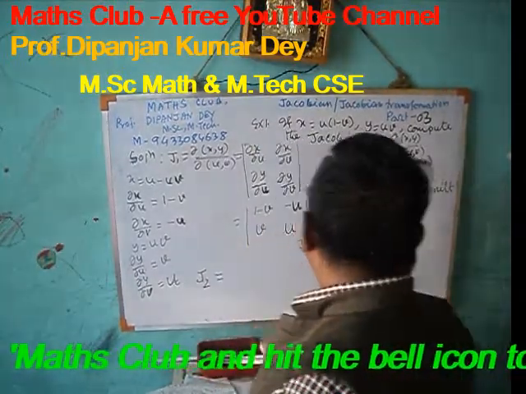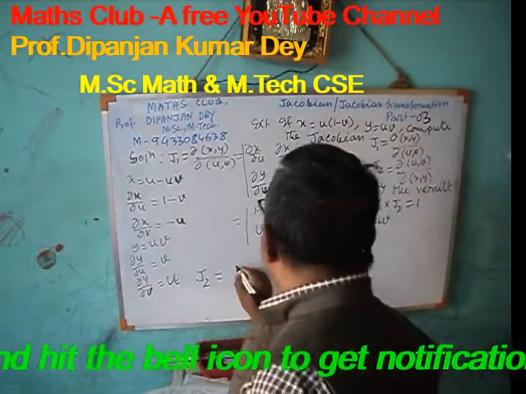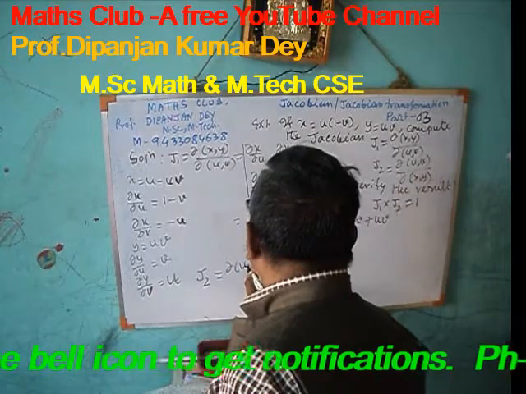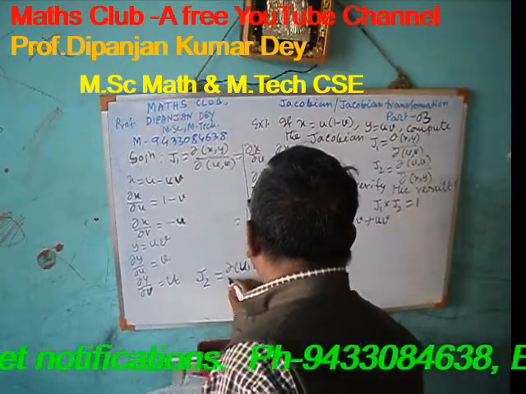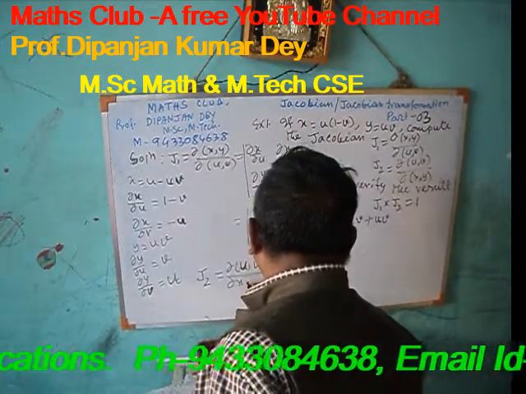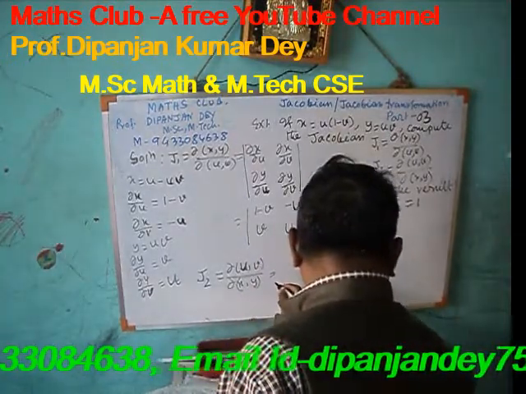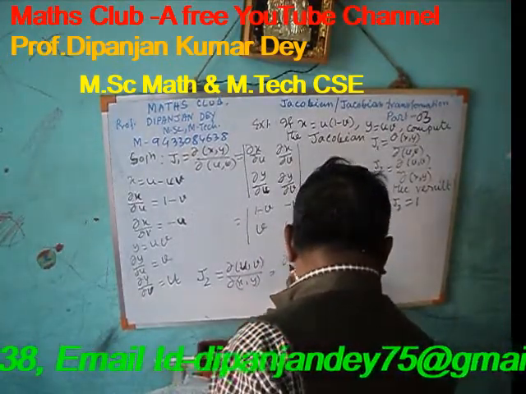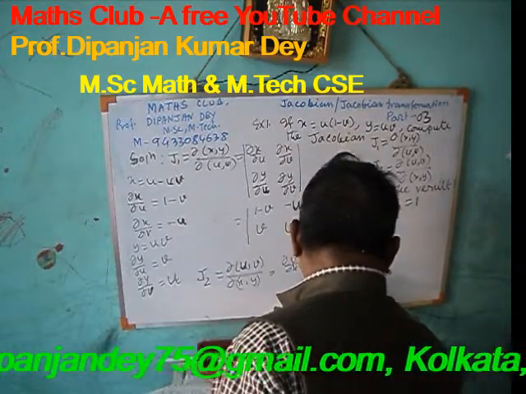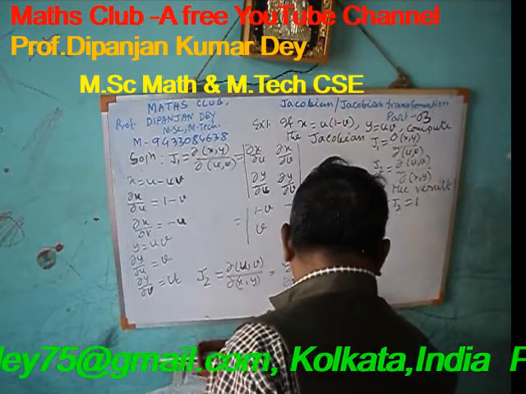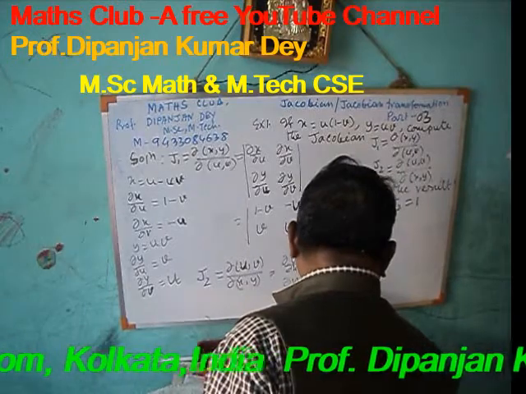J2 means del(u,v) by del(x,y). This is equal to the determinant: del u del x, del u del y, del v del x, del v del y.